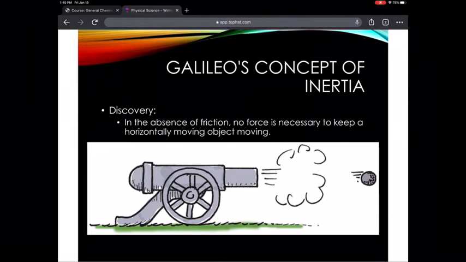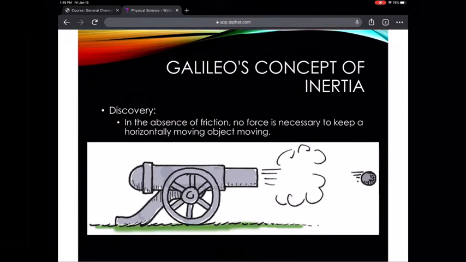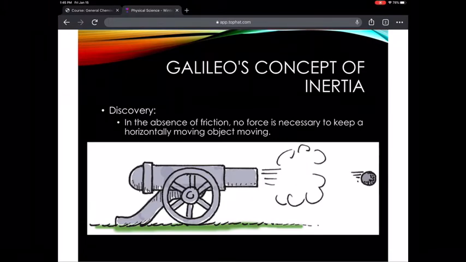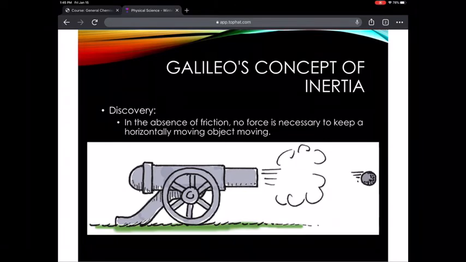Another discovery: in the absence of friction, no force is necessary to keep a horizontally moving object in motion. In other words, this cannon shot out a cannonball. If it weren't for air resistance and gravity pulling the ball down to the earth, the ball should keep moving forever. This is also an important concept. This is what keeps satellites orbiting the earth. This is what keeps Earth orbiting the sun. Without this concept in our world, we would not exist.